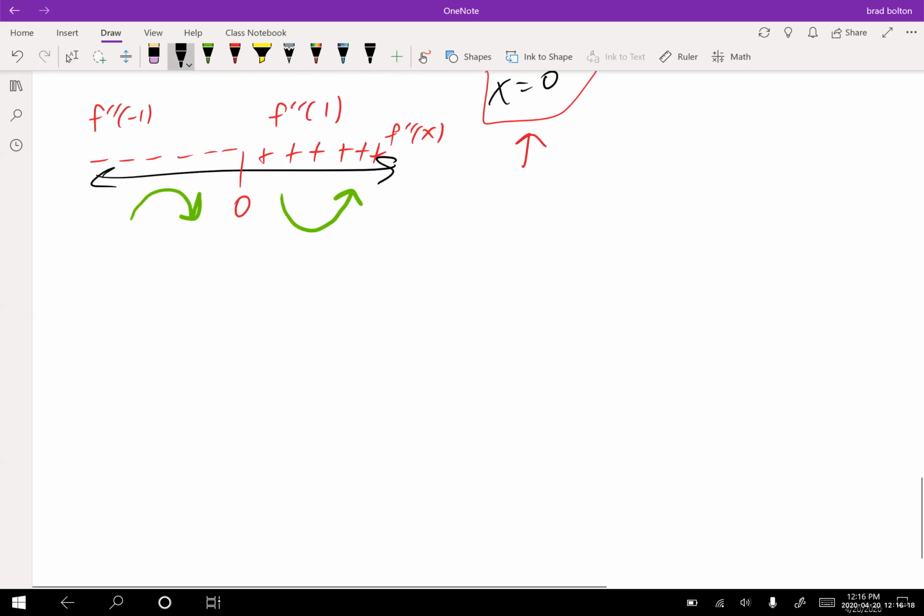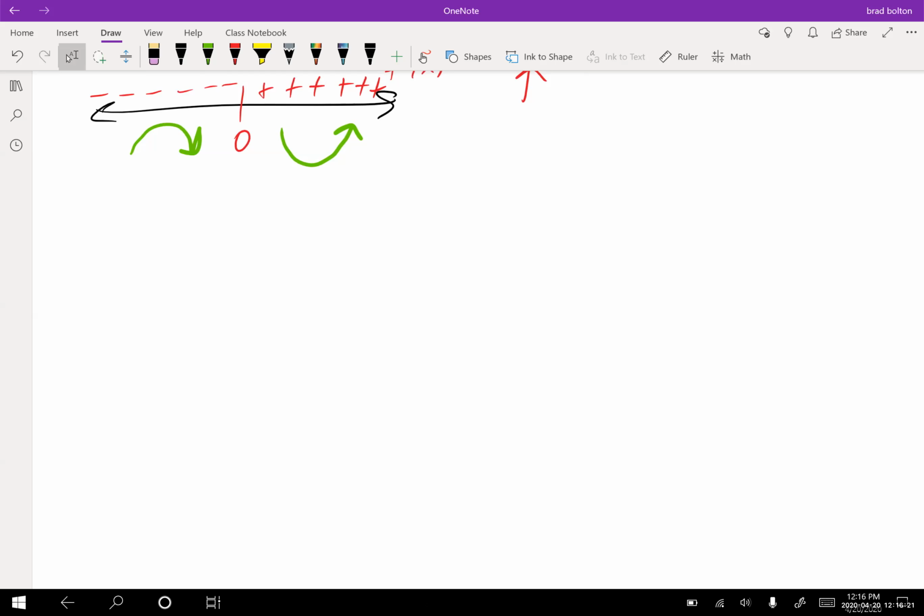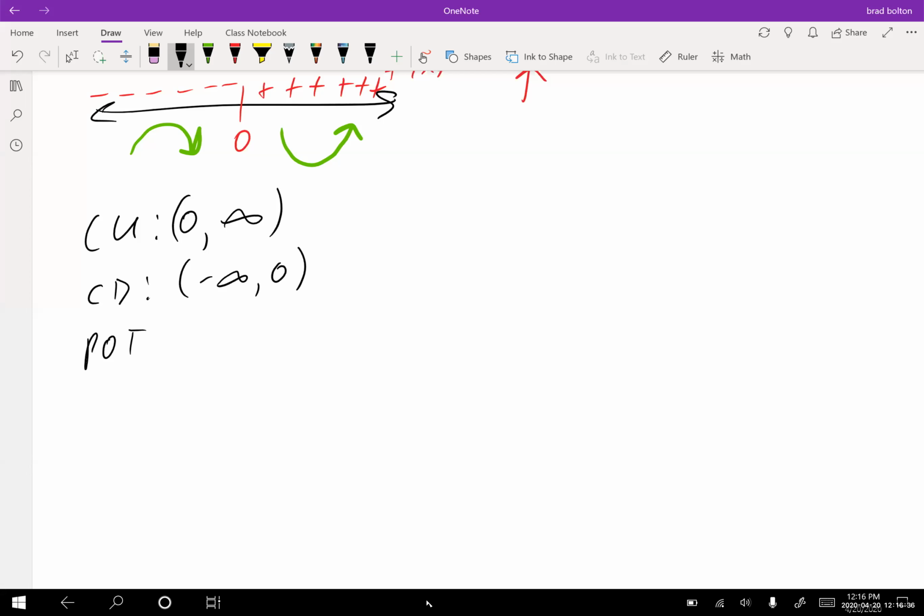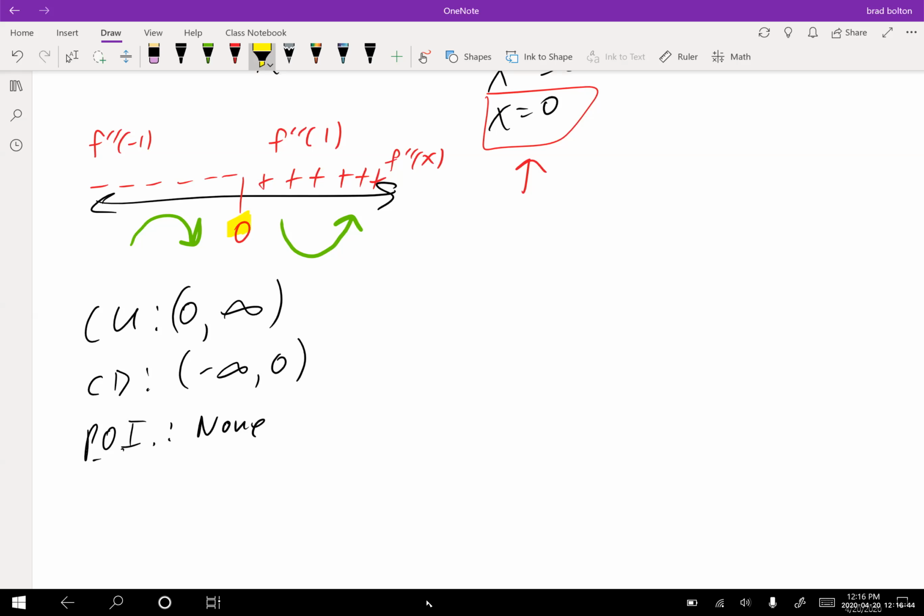Okay, so now we're able to look at this and say concave up on the interval from 0 to infinity, concave down on the interval from -infinity to 0, and point of inflection is none, because even though it changed concavity at 0, technically 0 is a singularity. It's not in the domain of the original function, and a point of inflection you must be able to touch. You have to be able to touch the point of inflection on the graph, so it has to exist, and in this case 0 does not exist as part of this graph.